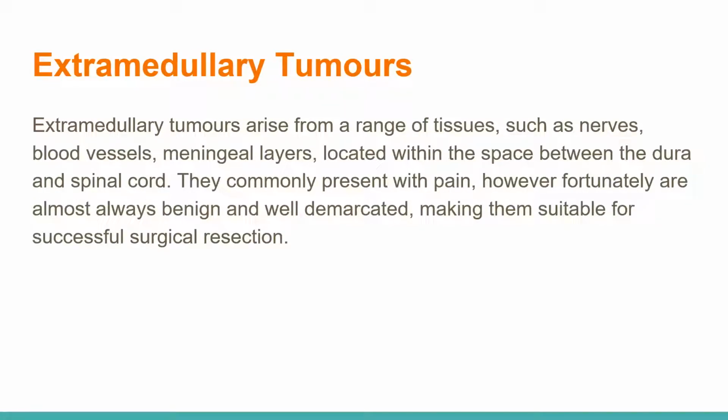And then we have extramedullary tumors. These arise from a range of tissues such as nerves, blood vessels, and meningeal layers, located within the space between the dura and the spinal cord. They commonly present with pain. However, fortunately, they are almost always benign and well demarcated, making them suitable for successful surgical resection. Next, please.